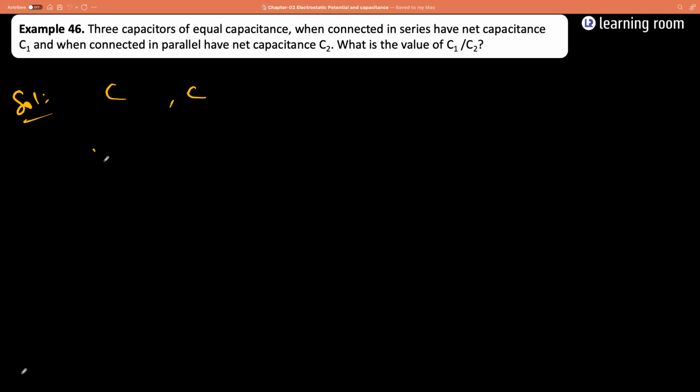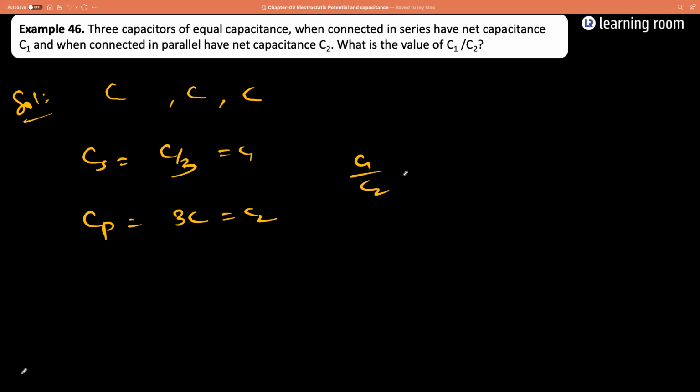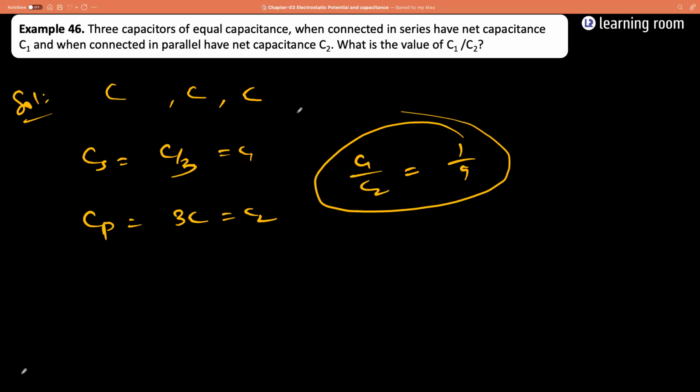So both are of same capacitance. What will be the value of Cs? C by 2. Then what is Cp going to be? Cp is equal to 3C? This is the value of C1. Cp is equal to 2C. This is C2. So what is the value of C1 by C2? 1 by 4. That's the answer.